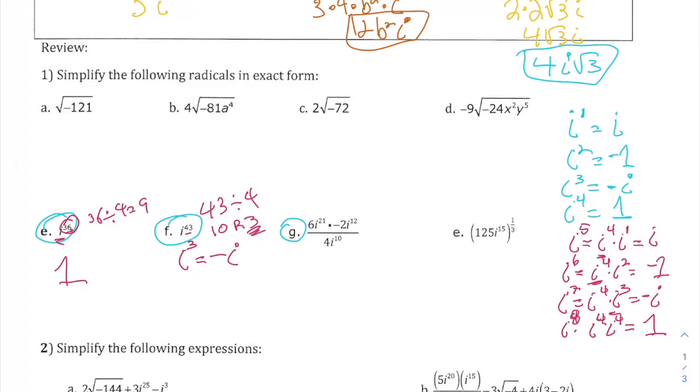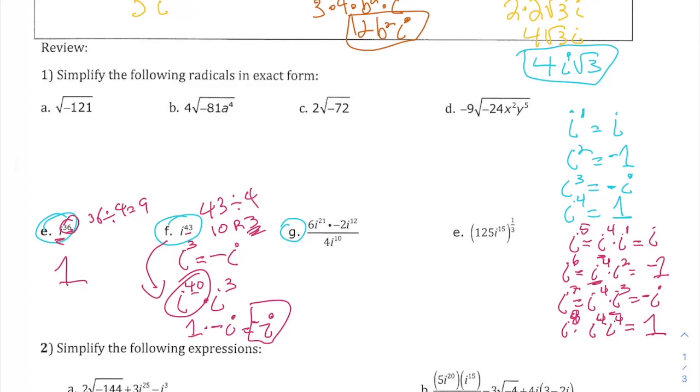and I to the third is negative I. Some other techniques that I've seen students do in the past is they just say, well, this is just I to the 40th times I to the third. I to the 40th, since 40 is a multiple of 4, just becomes 1, and I to the third is negative I. So it's 1 times negative I, which is negative I. Okay, so different techniques, whatever you feel more comfortable with.